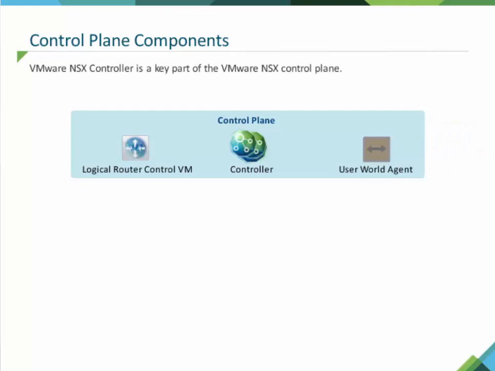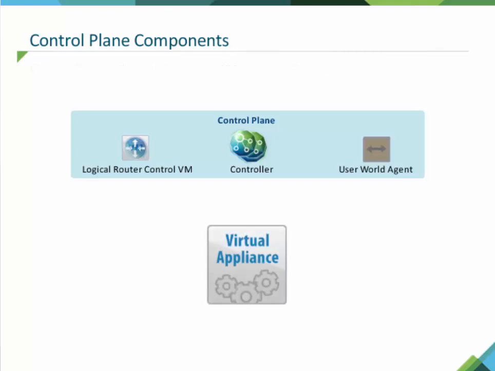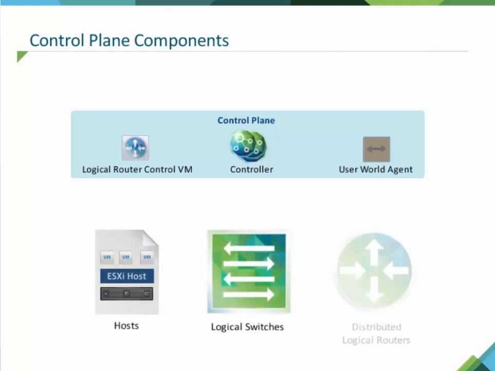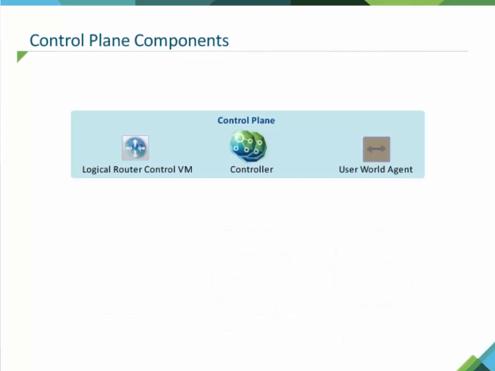VMware NSX Controller is a key part of the VMware NSX control plane. It is deployed as virtual appliances in the same vCenter server that NSX Manager is connected to. It is the central control point for all logical switches within a network and maintains information about all hosts, logical switches, and distributed logical routers. Controllers distribute network information across all controllers in a cluster and are responsible for distributing network information to all the ESXi hosts.